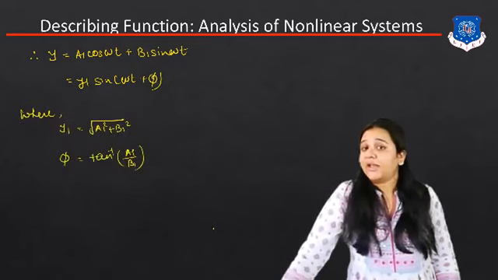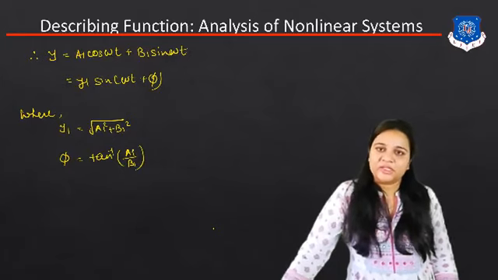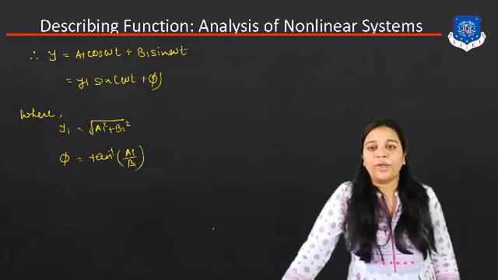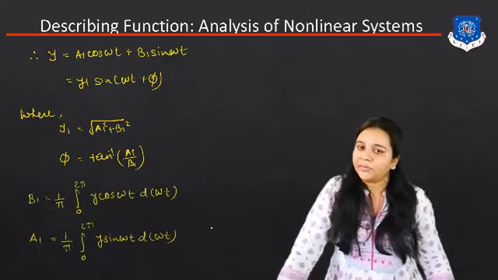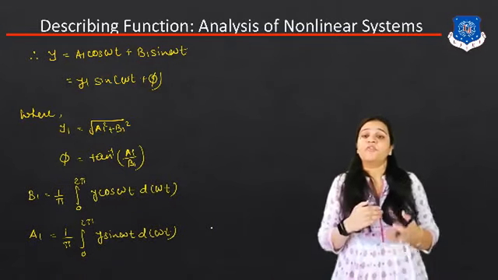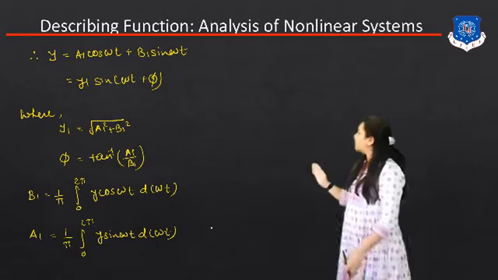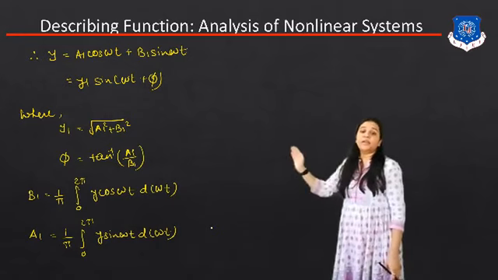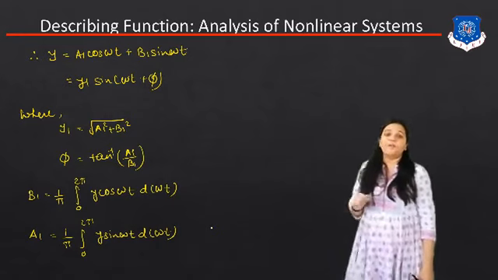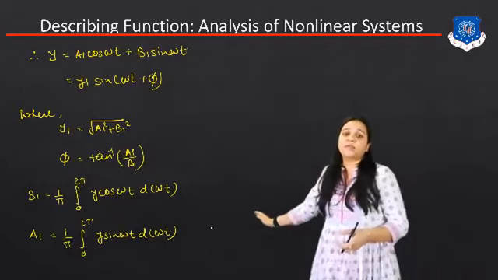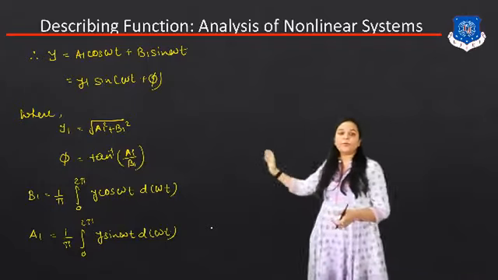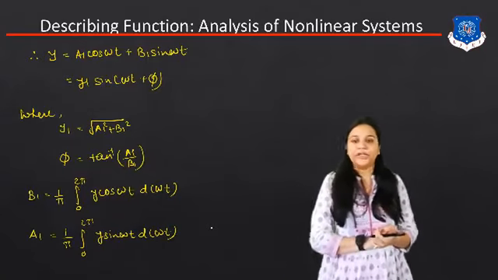where Y1 is equal to the square root of a1 squared plus b1 squared, as you know, and φ is nothing but tan inverse of a1 by b1. Now what are the equations of a1 and b1? So b1 is equal to 1 by π integration from 0 to 2π of y cos ωt d(ωt), and a1 is equal to 1 by π integration from 0 to 2π of y sin ωt d(ωt).